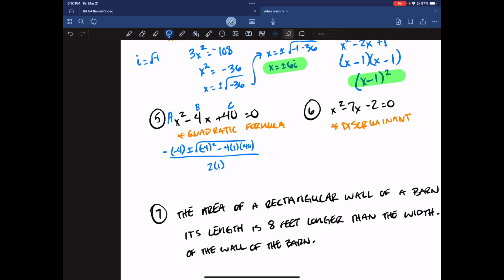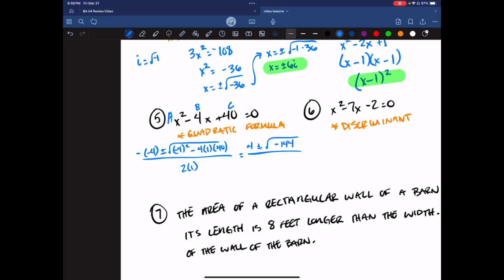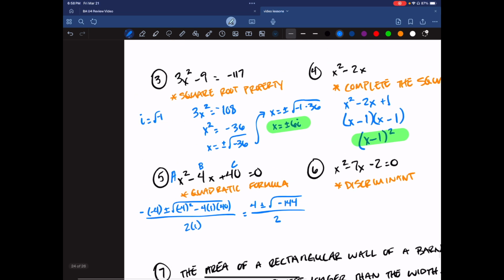Okay, so let me scoot this over, give some room to work, because factoring works sometimes, completing the square works sometimes, quadratic formula works every time. Okay, so let's clean this up. The opposite b is going to turn into a +4, plus or minus square root. B squared is 16. 4 times 40 is 160. This is going to be -144, because it's 16 minus 160, all over 2.